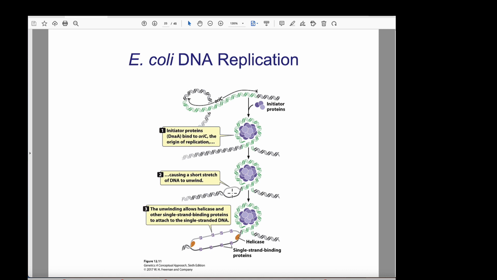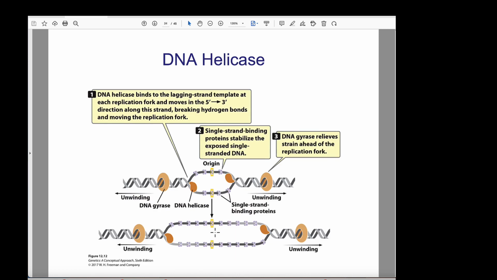Once you have that short stretch of DNA that unwinds and opens up, then you have helicase that can come in and bind and begin to help form that replication fork to continue opening up that bubble. But you also have those small little dots you see, the single-stranded binding proteins, and they're going to line the backbone of DNA and help prevent the re-annealing or the reforming of the two strands.